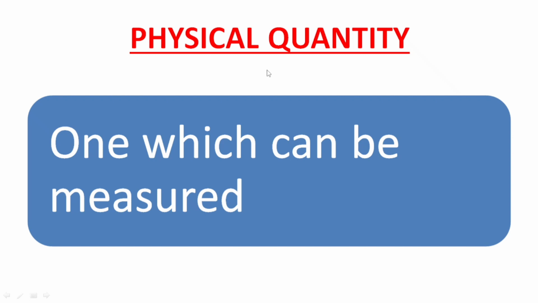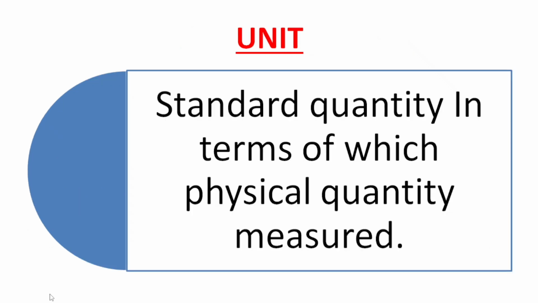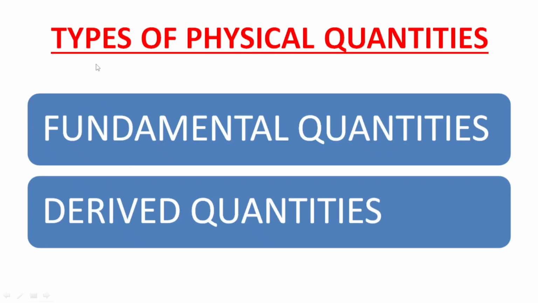First one is physical quantity. So one which can be measured is called a physical quantity. One which can be measured. So unit: the definition of unit is a standard quantity in terms of which a physical quantity is measured is called a unit.